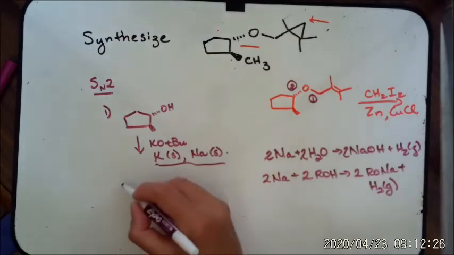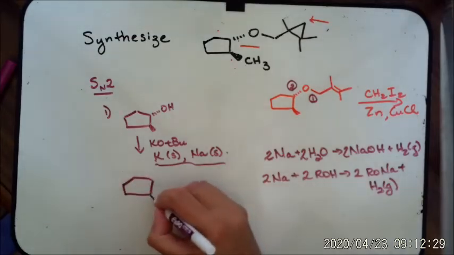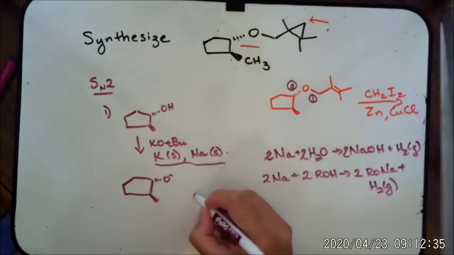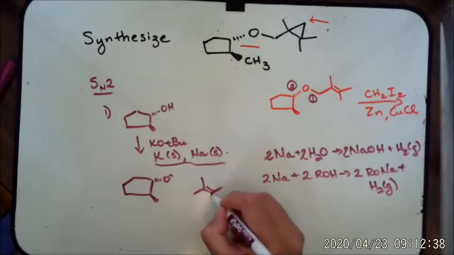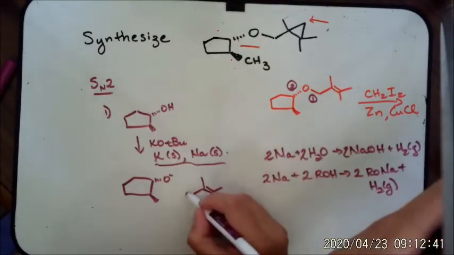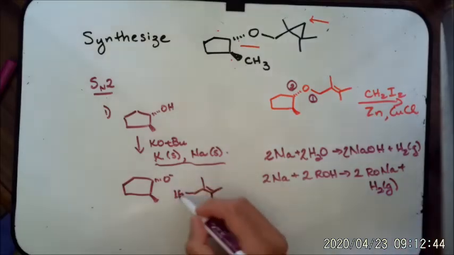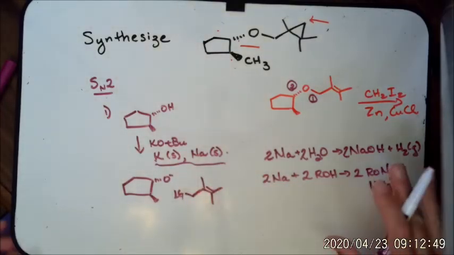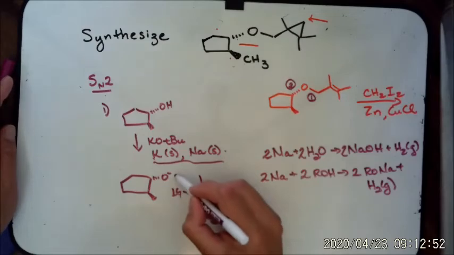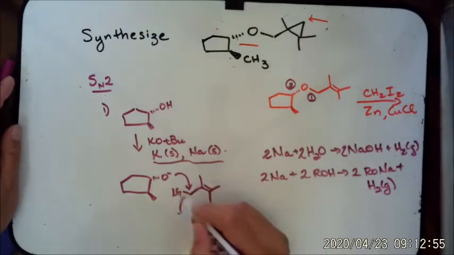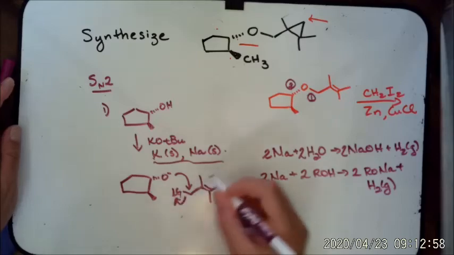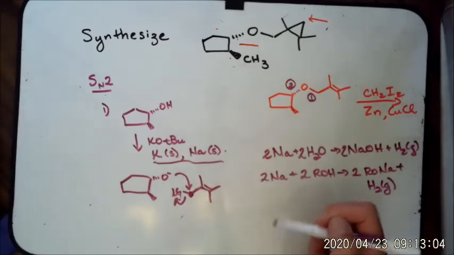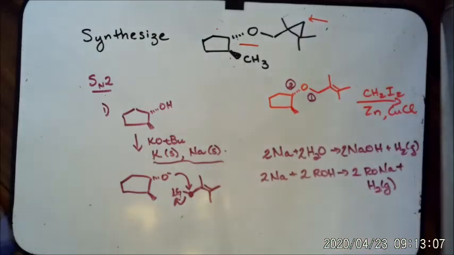All right, now I have a very strong base. Okay, so now let's take a look. Here, I just need a good leaving group on this carbon right here. Okay, and if I do that, then I can do my SN2. What's nice is this is an allylic carbon, so we can put a good leaving group on an allylic carbon, and that's what we're going to do.